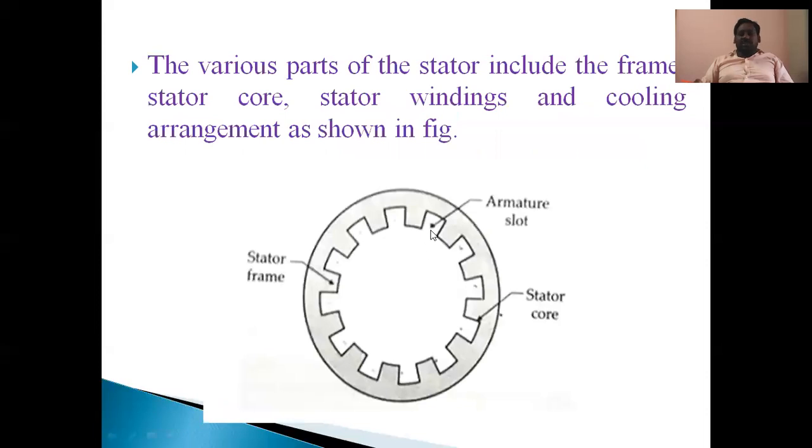And this is about the structure of the stator: stator frame, stator core, and stator windings. The stator winding is the armature winding, which is stationary. Here these are called armature slots, provided to accommodate the armature windings. Armature windings are stationary, not rotating. That's why these are called stator windings. These stator windings are manufactured with copper conductors.